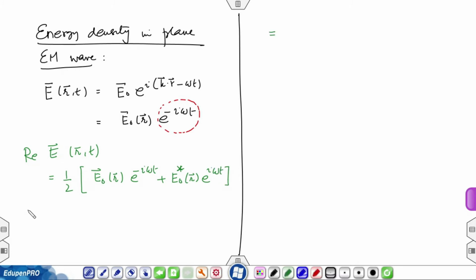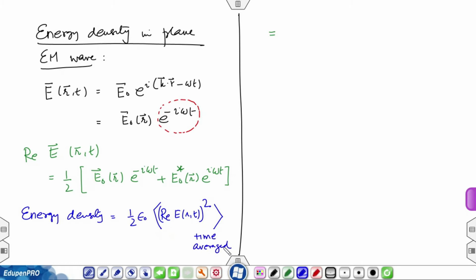So, the energy density is going to be equal to 1/2 epsilon_0 times real E(r,t) square, and I will indicate by this angular bracket that it is time averaged. Where time average means I am taking 1 over T integral dt from 0 to T.